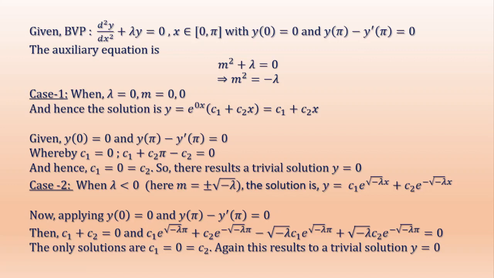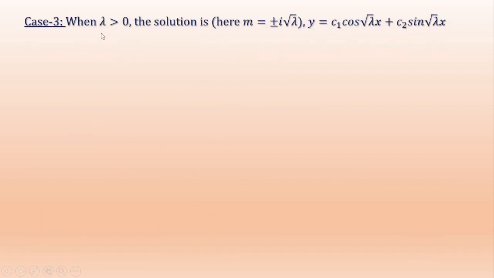Now we have to check what will happen when lambda is greater than 0. Let's check. When lambda is greater than 0, here the solution we get y is equals to c1 cos root over lambda x plus c2 sin root over lambda x. Then we apply y(0) is equals to 0, that is when x is equals to 0 then y is equals to 0. So what we get here? Here we get cos 0 is 1 and sin 0 is 0. So this will become c2 into 0 and this will become c1 into 1. So we get c1 is equals to 0.